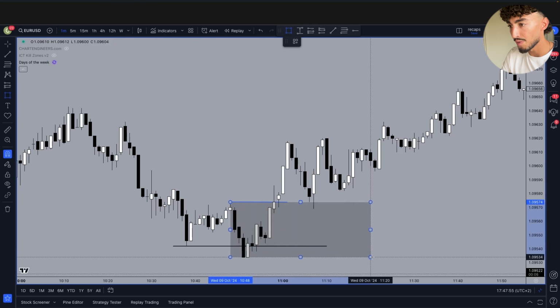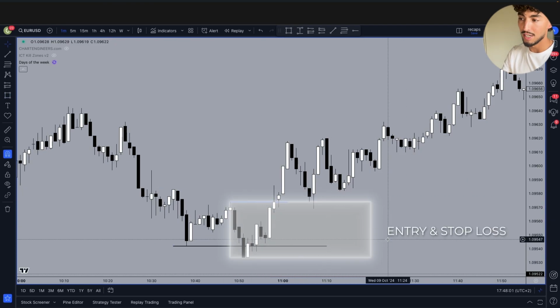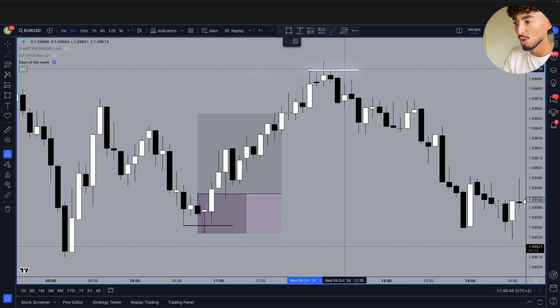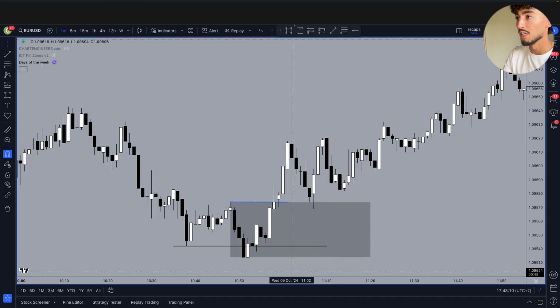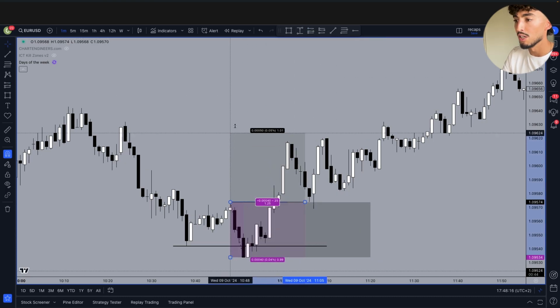So here you can see I mark out the gray zone, and this gray zone represents my entry, basically, and my stop loss. I always put my entry at the top of the box and my stop loss at the bottom of the box, which also represents this M5 sweep low, basically. So I put my limit on the top, stop loss below, and then always a 2R TP.